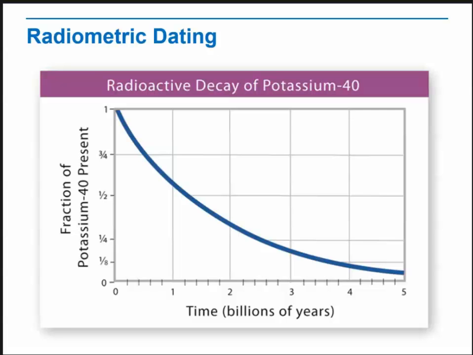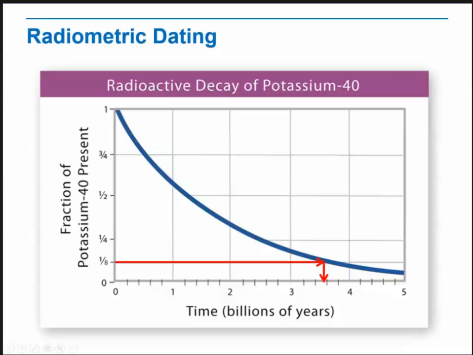Take a look at this graph showing the radioactive decay of potassium-40. According to the chart, what is the half-life of potassium-40? It's around 1.25 billion years. So how much potassium-40 should be left in 2.5 years, or approximately 2 half-lives? Well, that's a half times a half, which would be about 1/4. If a fossil has 1/8 the amount of potassium-40, approximately how old is it? It's about 3.75 years old.